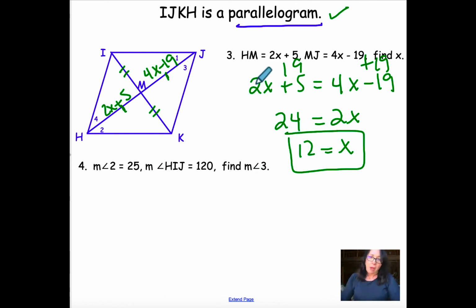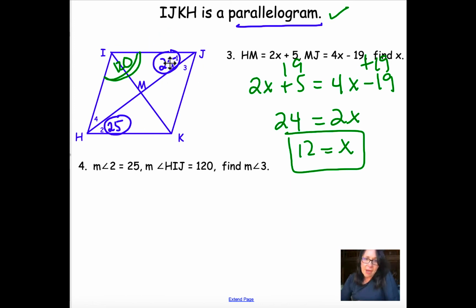Now, on this problem here, the second part, I'm going to erase this now, because this part is talking about angles, not lengths. So it says that angle 2 is 25 degrees. Well, that means angle 1 is also 25 degrees. It also says that HIJ, this angle right here, is 120.